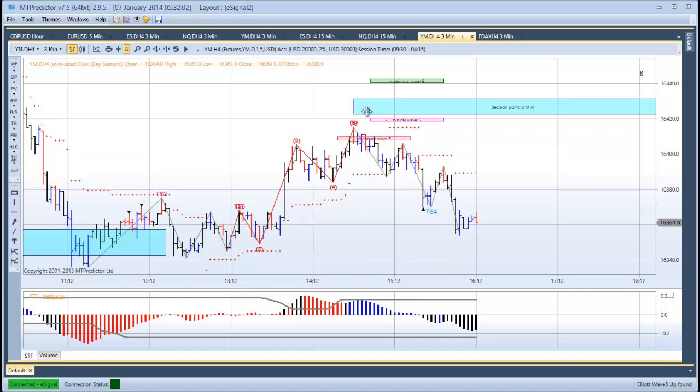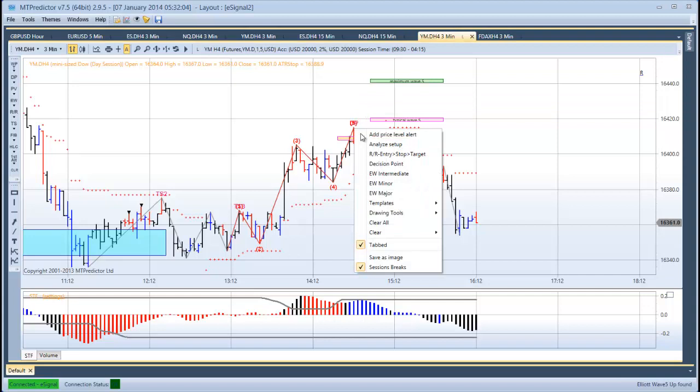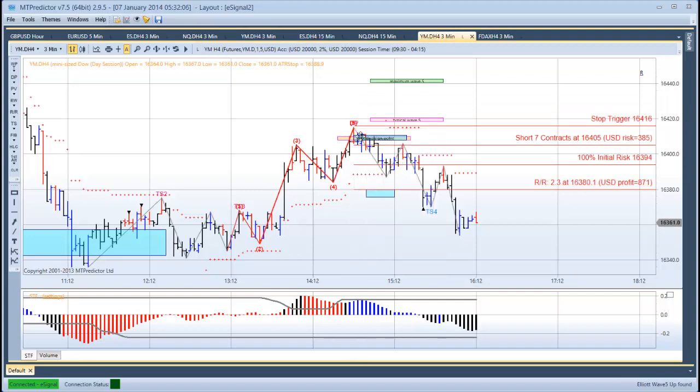Sorry, I didn't mean to do that. I meant to put the analysis on. There we go, analyze setup. You may have wanted to consider this trade as well. And as you can see, that would have been a nice 2.3 hour profit.